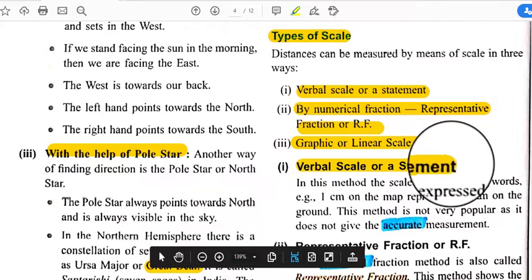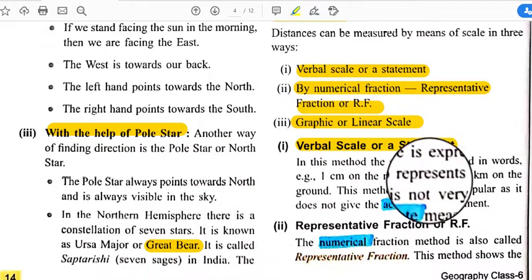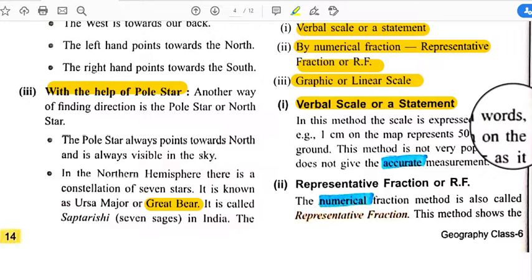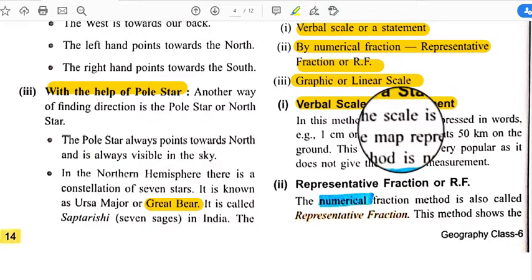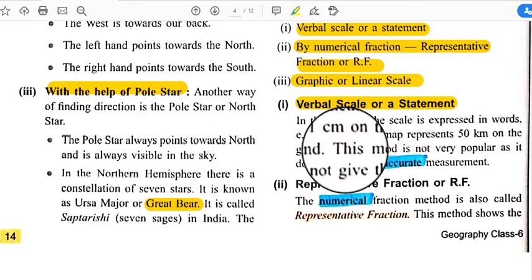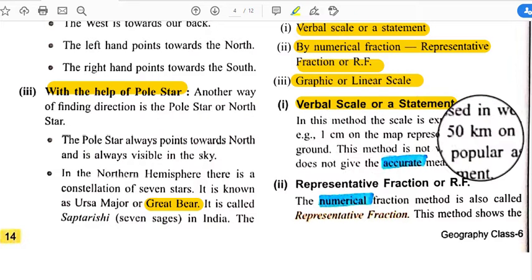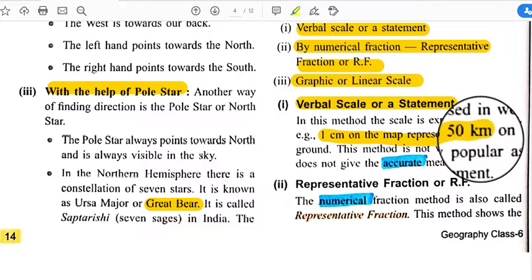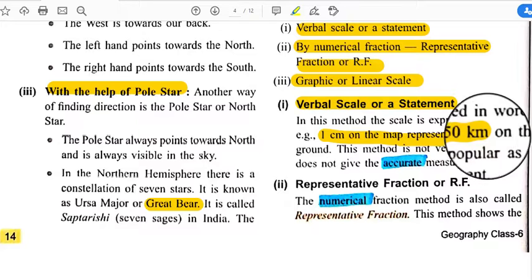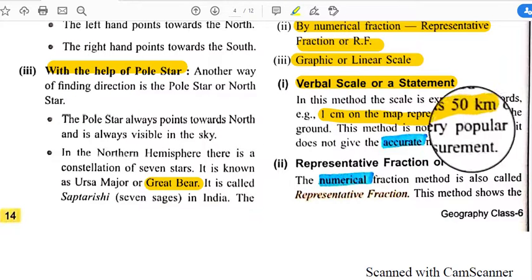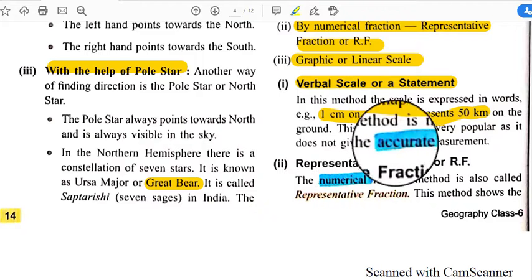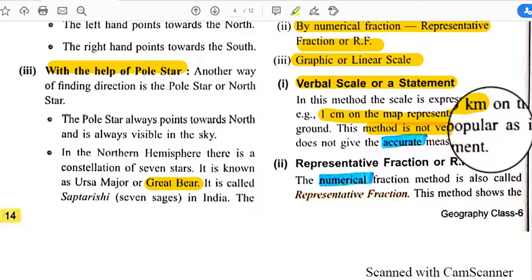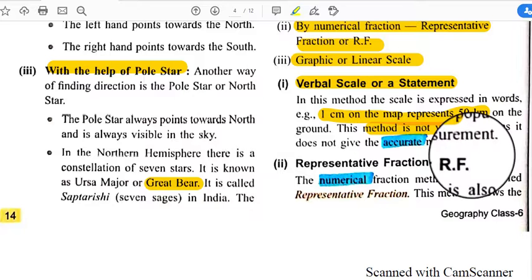So first come to the verbal scale or statement scale. What is verbal scale or statement scale? In this method the scale is expressed in words, like 1 centimeter on a map represents 50 kilometers. That means they verbally tell that every 1 centimeter represents 50 kilometers of the actual distance. On the ground this method is not very popular, as it does not give accurate measurement. So this method is not very popular in the field of measurement.